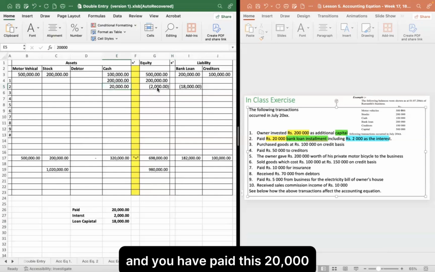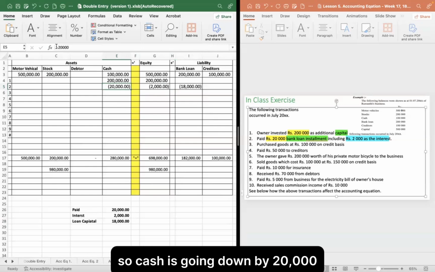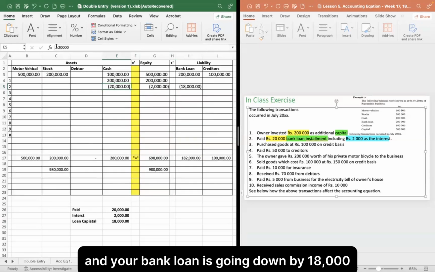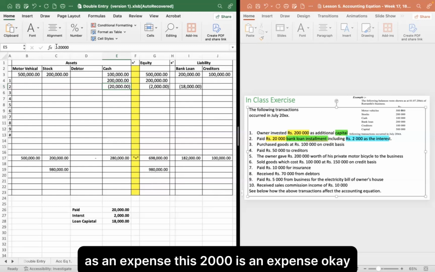And you have paid this 20,000, so your cash is also going down. So cash is going down by 20,000 and your bank loan is going down by 18,000. That 2,000 interest will be going out of equity as an expense. This 2,000 is an expense.